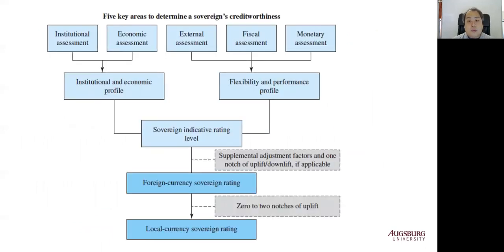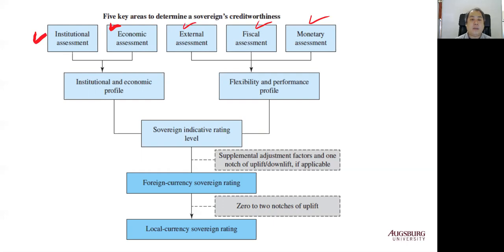So this is the Standard & Poor's sovereign rating framework. There are 5 different types of assessment. The first one is the institutional assessment. This assessment comprises an analysis of how a government's institutions and policy making affect the sovereign's credit fundamentals by delivering sustainable public finances, promoting balanced economic growth, and responding to economic and political shocks. That's called institutional assessment.